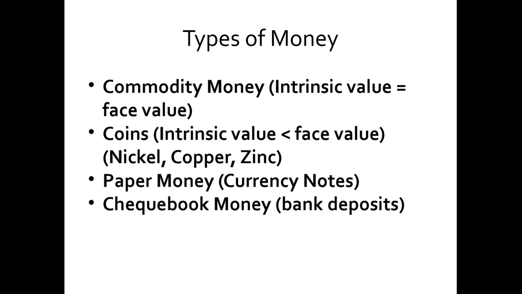And now we have, in the modern day, we have checkbook money. That is bank deposits. So if you have a ATM card, so basically you are using your money that is already deposited in your checking account. So these are different types of money.